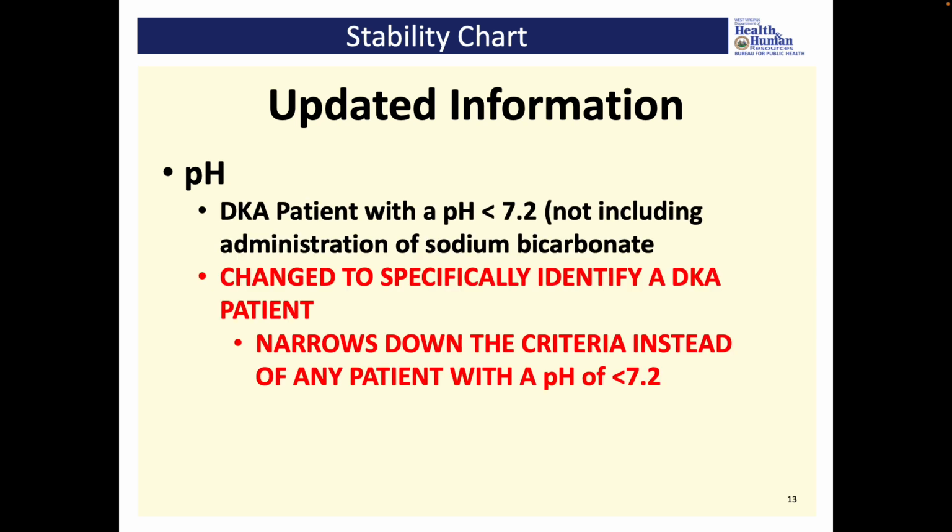For the pH, this was always a big one. Before, it was always listed any patient with a pH less than 7.2 required CCT. What that's been changed to now is specifically for DKA patients. So if that DKA patient has a pH less than 7.2, that's not including administration of sodium bicarb. So if they're in DKA, have a pH less than 7.2, and they have not received bicarb, that is going to be a CCT transport. But again, DKA patient, sustained pH less than 7.2, that's going to be your CCT.